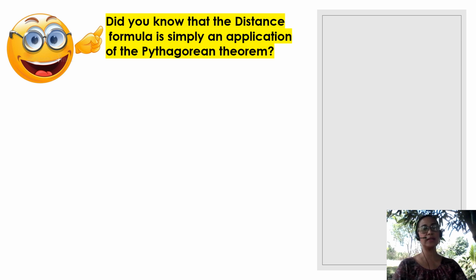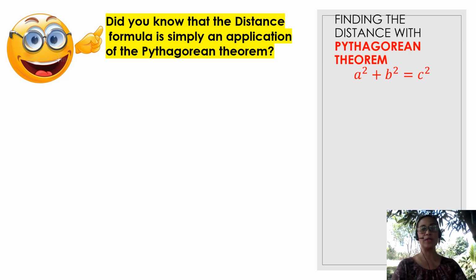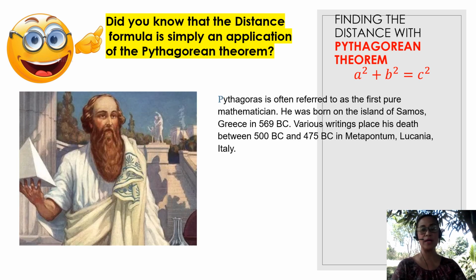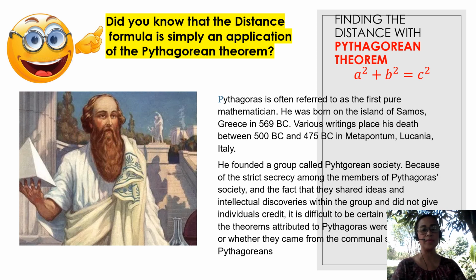Did you know that the distance formula is simply an application of the Pythagorean Theorem, which states that a squared plus b squared is equal to c squared? Now, who is the author of this theorem? He was Pythagoras from the island of Samos, Greece in 569 BC. He founded a group called the Pythagorean Society, and this was one of the communal ideas that the group was able to come up with. And later on, it was named after Pythagoras and called the Pythagorean Theorem.